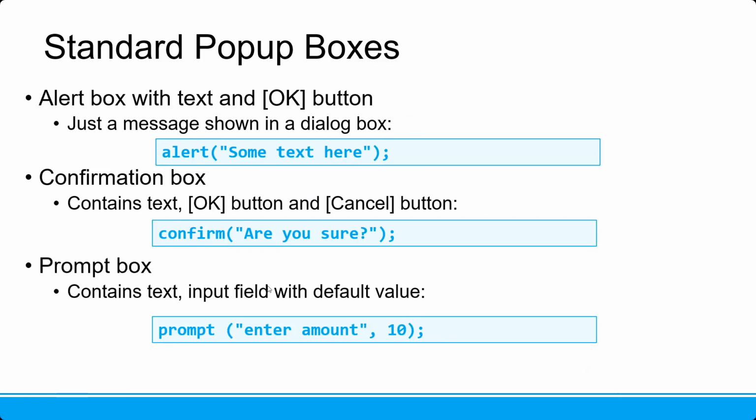And there are some standard pop-up boxes here. The first is alert. Alert means I want to show a pop-up, or we call it a dialog box. For example, alert some text here.